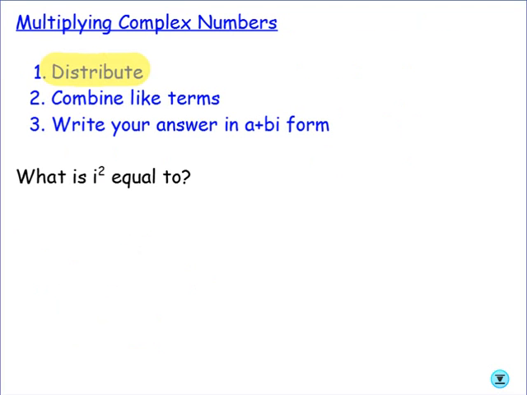So we need to know what i squared is equal to. Here's something you have to have memorized. Super duper important. i squared is equal to negative 1. Put stars around it, highlight it, whatever you need to do, you must know that. So let's take a look at how we multiply.